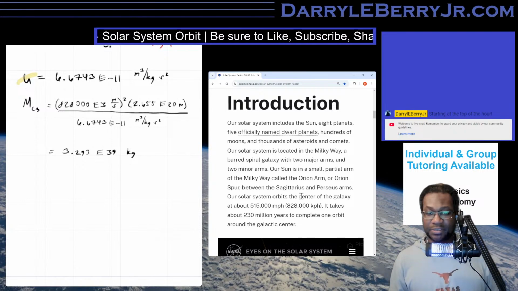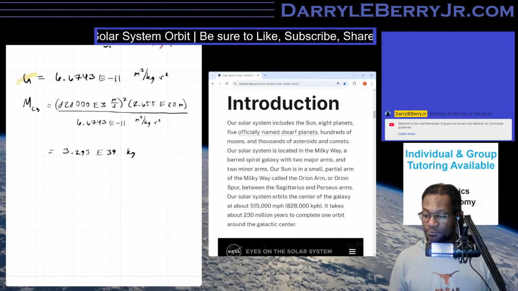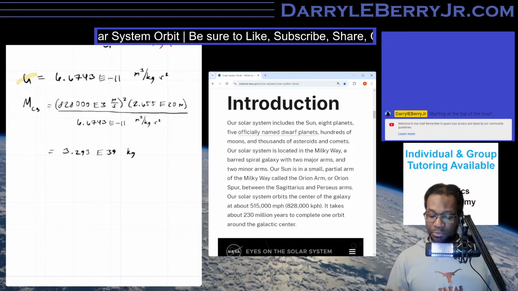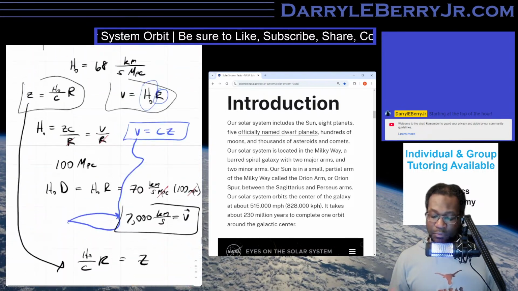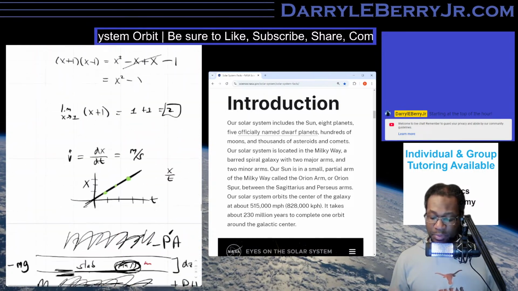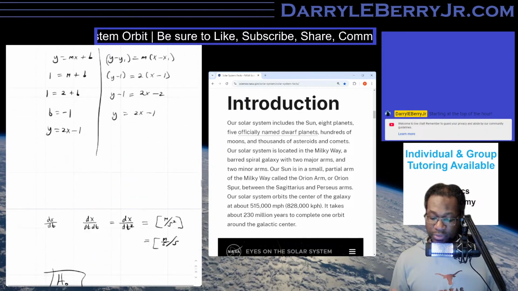Right? So why don't we find this in solar masses? I believe I had solar masses in here somewhere. I did solar masses when we did the solar system thing.